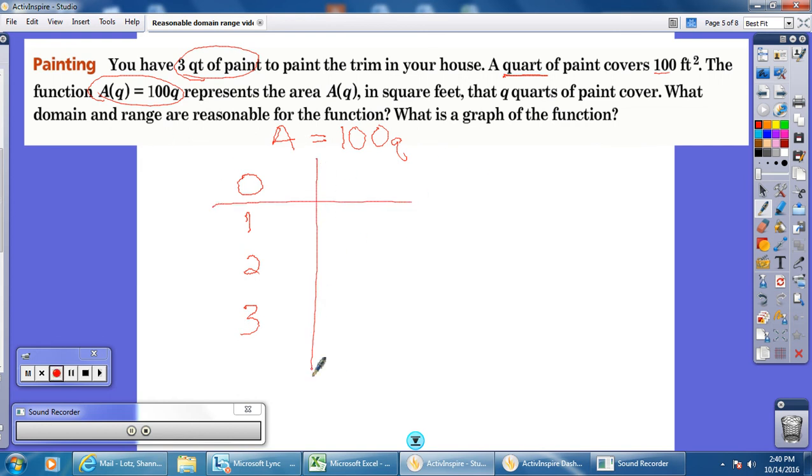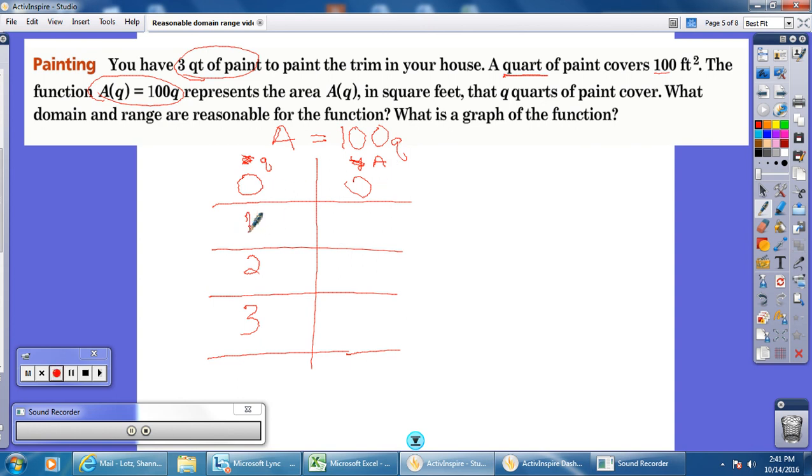So I'll make a table. These can be our x values. These can be our y values. In this case, it's Q. And this is A for area. So, now, let's look at our table. Well, if I use 0 quarts, obviously I'm not going to paint anything, so I'm not going to paint any area, right? So that's 0, 0.